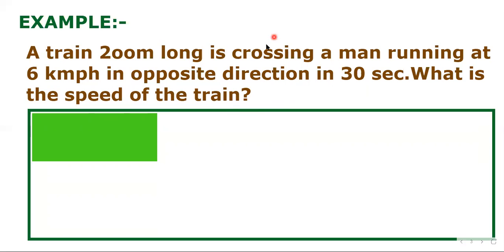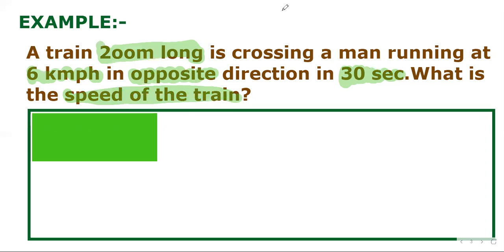Let's highlight the given information. The very first information is the length of the train, which is 200-meter long. It is also given the speed of the man as 6 km/h, and he is going to move in opposite direction. It is also given that the time taken by the train to cross is 30 seconds. Finally, we need to find the speed of the train.